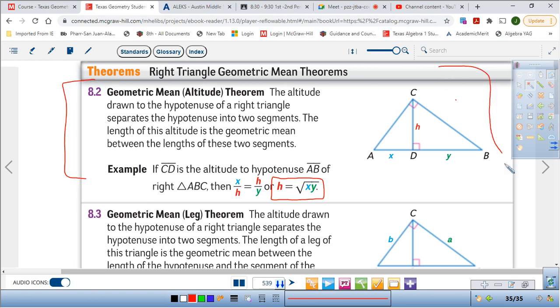Write this part real quick. 8-2. Draw it out. Geometric mean theorem, your altitude. The altitude drawn to the hypotenuse of a right triangle separates the hypotenuse into two segments. So when you draw the altitude here, it separates it into segment X and segment Y, or just two pieces, whatever you want to say. The length of this altitude H is a geometric mean between the lengths of these two segments. That's it.